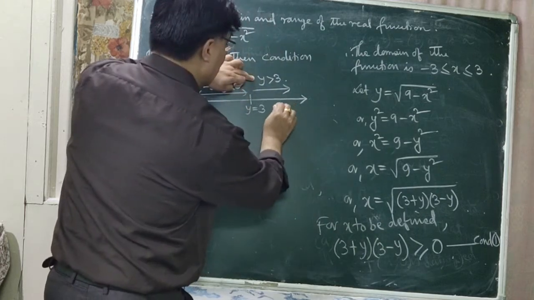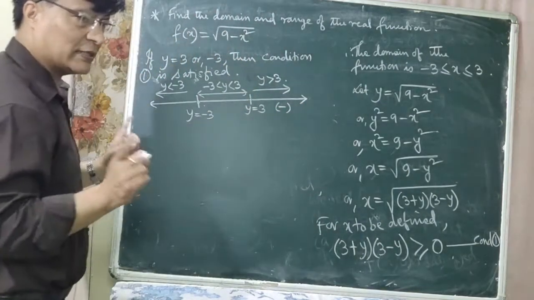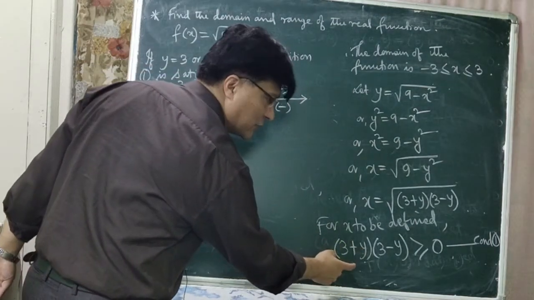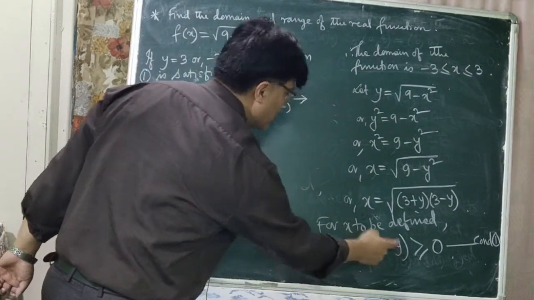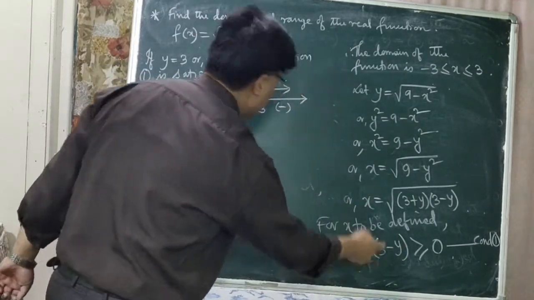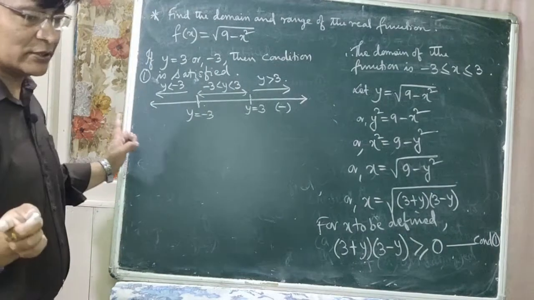So positive and negative is negative. I think you have understood it. If y is greater than 3, 3 plus y is positive. But 3 minus y is negative. So positive and negative is negative. Condition 1 is not satisfied.